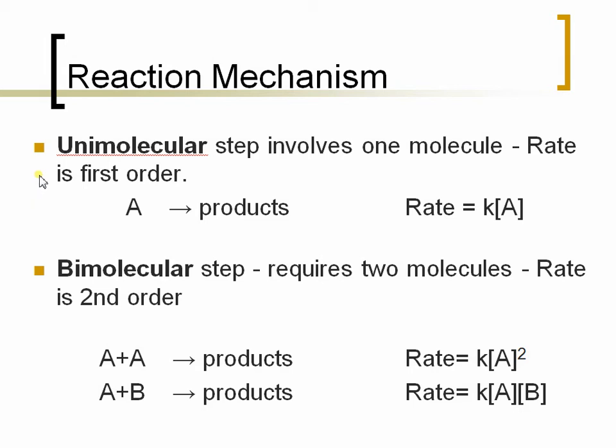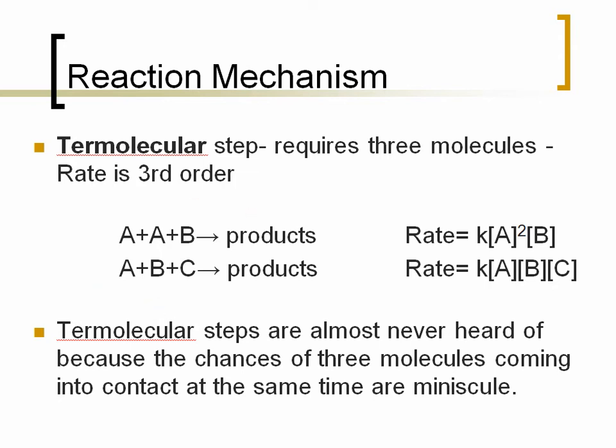There is what we call a termolecular step. Those are very rare to happen. Termolecular means all three molecules are combining or colliding with each other to form products. So just as some examples, if you have two identical molecules react with a third molecule which is different and they form products, you can write your rate law: rate equals k[A] squared [B]. The overall reaction order is third order.